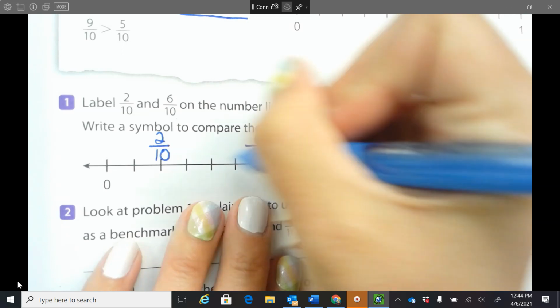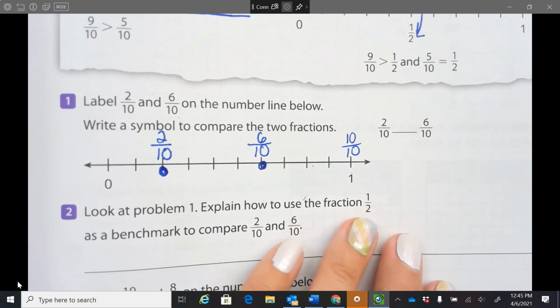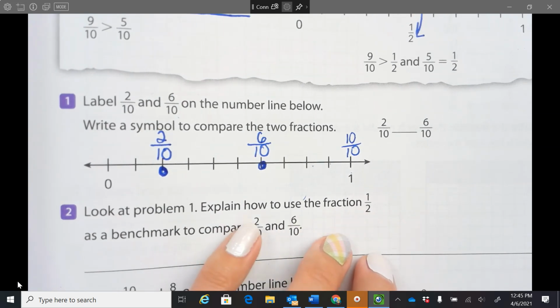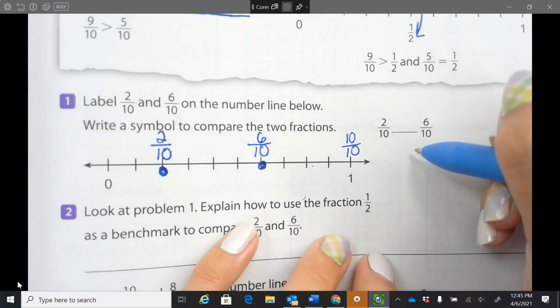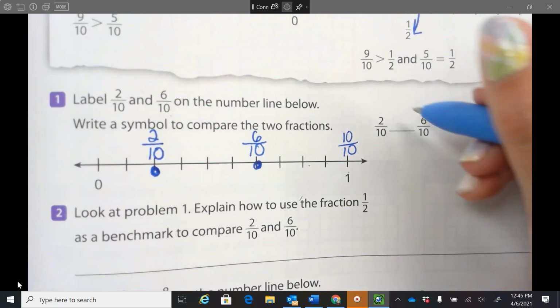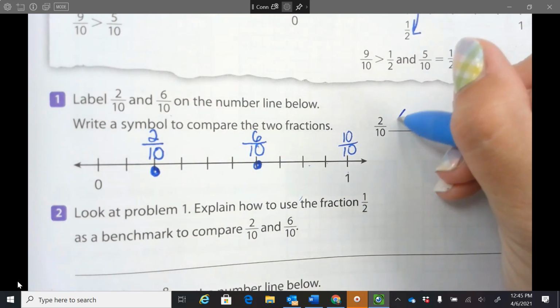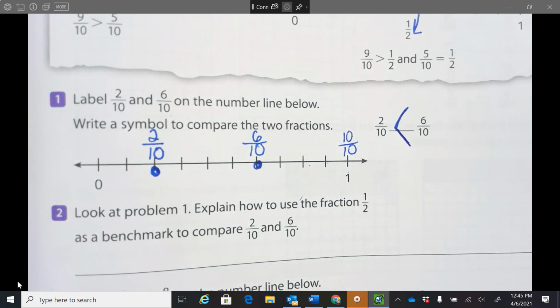Okay. Just make sure you've labeled both of those. Logan, would I put a greater than symbol here or a less than symbol here? The 6 is greater than the 2. Yeah, so I would say 2/10 is less than 6/10. Just like that. Go ahead, Nathan. Thank you.